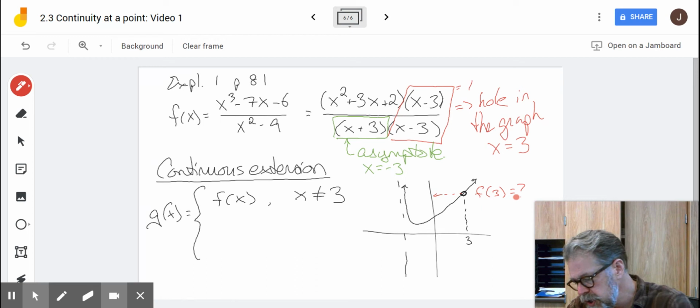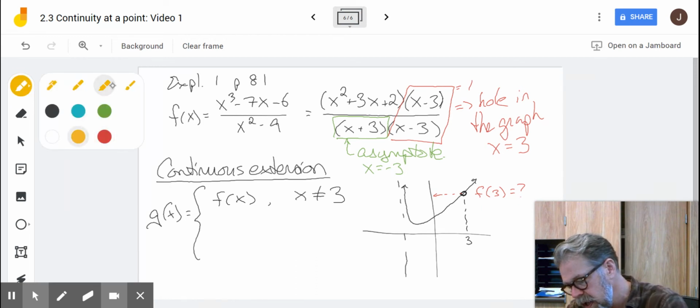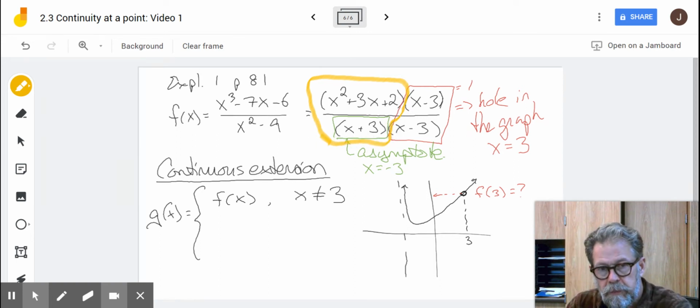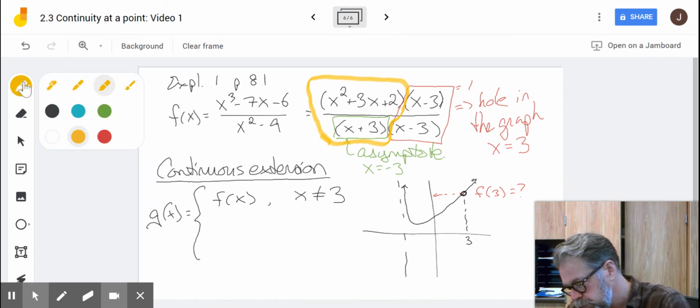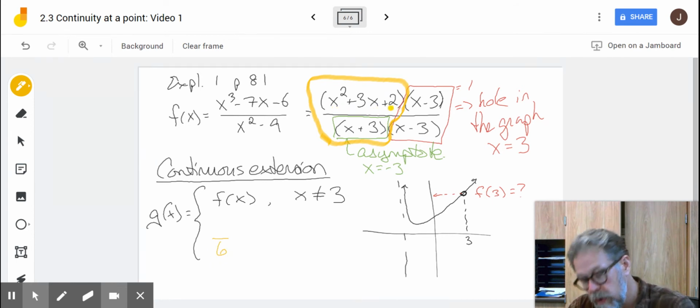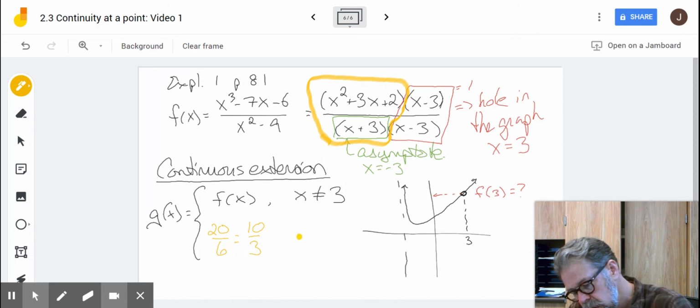And what I can do is I can take this part of the function and I can plug in x equals 3. So let's do that. On the bottom, I'm going to have 6. On the top, 3 squared, 9, plus 3 times 3 is 9, plus 2 is 20, which simplifies to 10 thirds when x equals 3.